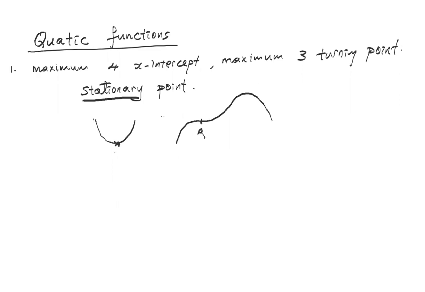A turning point is a type of stationary point whereby the direction of the graph changes after that point. So it's a type of stationary point. When we say turning point, we have 2 types of turning point. What are they? Minimum and maximum. So this is called a minimum turning point. That means the lowest it can go. And this is called a maximum turning point.